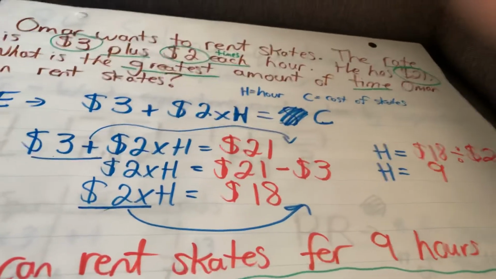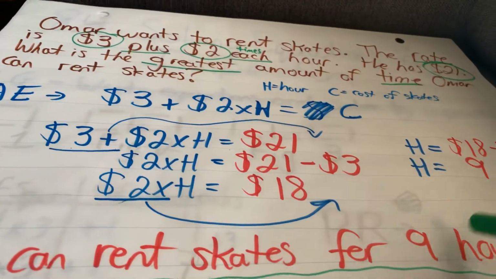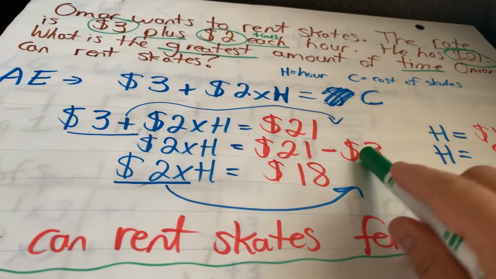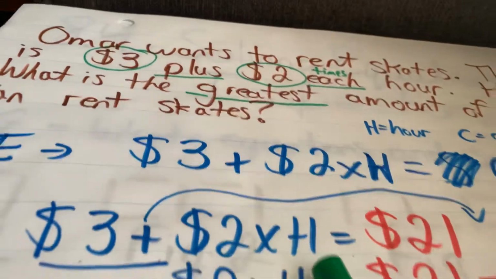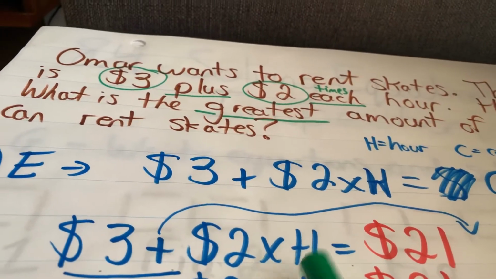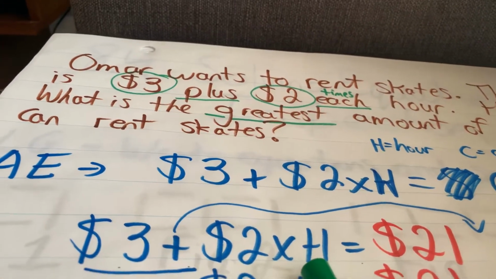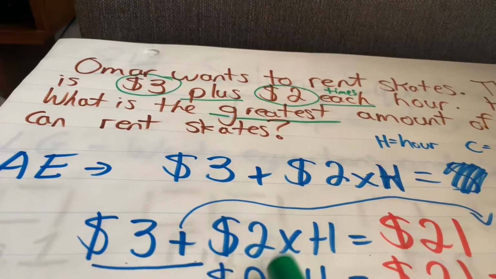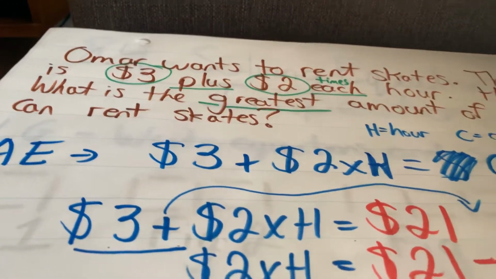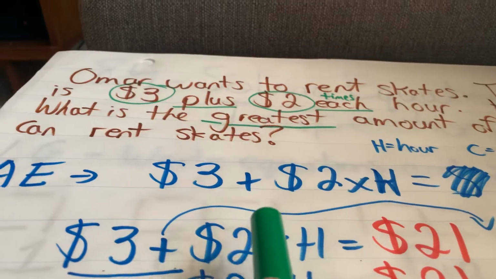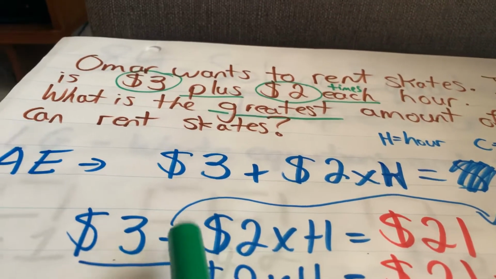How can I double check to see if 9 is correct? I can take 9, go back up here, and I can take out the H and put in 9. So that means 3 plus 2 times 9 is 21. Let's do that mentally. So remember, I would have to do multiplication before I do addition.